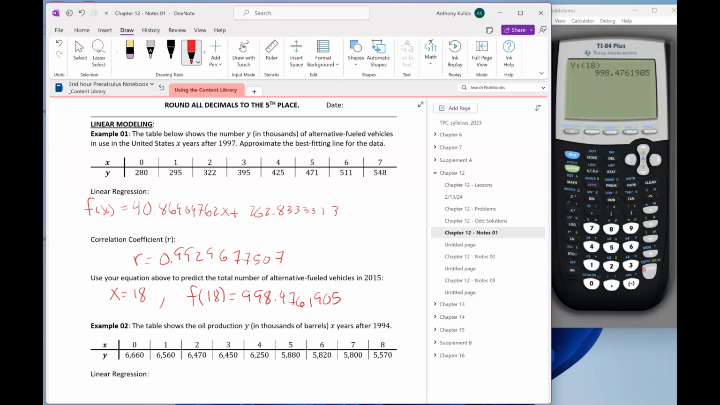To get the scatter plot to go. Notice they didn't ask for the scatter plot in the question, right? So I just went straight to making my linreg. Makes sense.